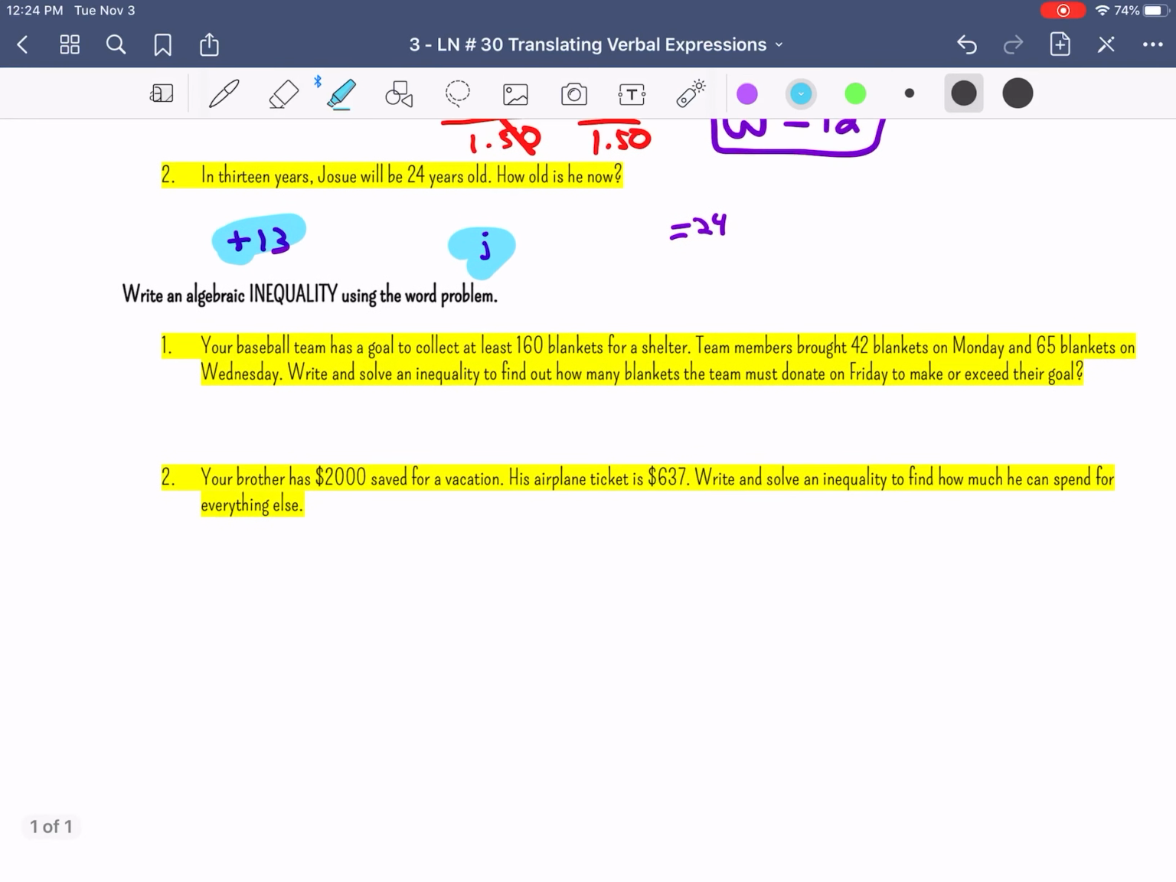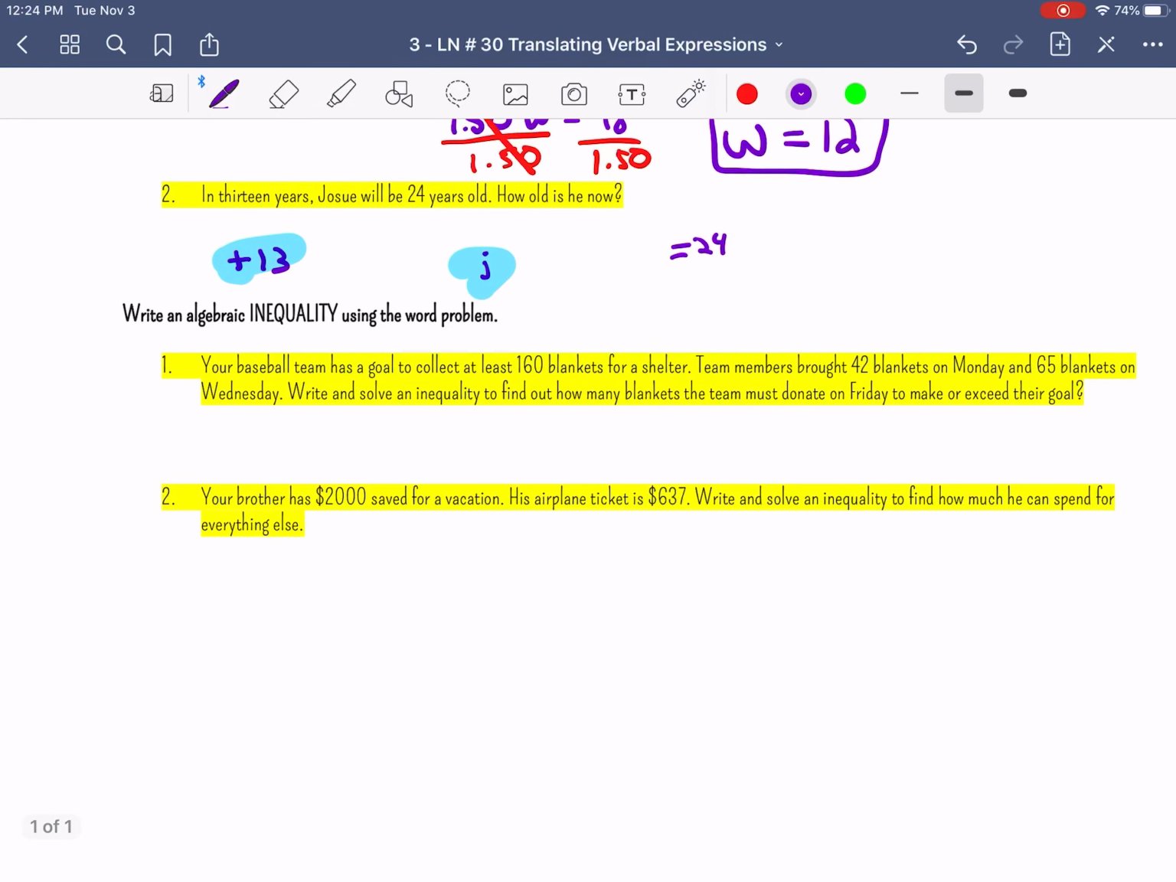And now here we're doing inequality. I'm going to do the first one with you. Your baseball team's goal is to collect at least 160 blankets. So I'm going to say at least 160 blankets. So whatever you collect, whatever is going to be on this side, has to be greater than or equal to 160 blankets. The team members bought 42 blankets on Monday and 65 blankets on Wednesday. So write an inequality to find out how many blankets the team must donate on Friday to meet or exceed their goal.